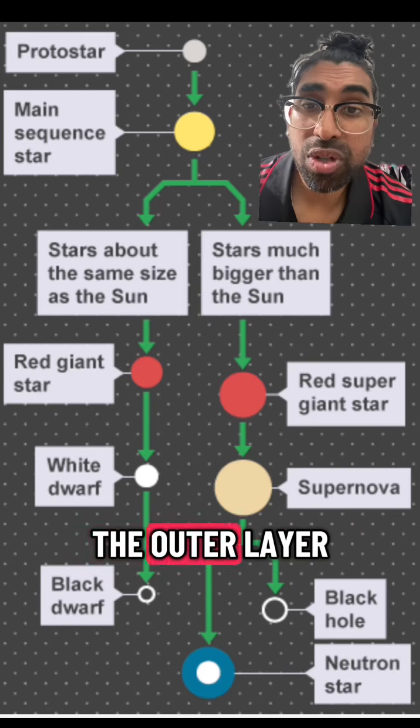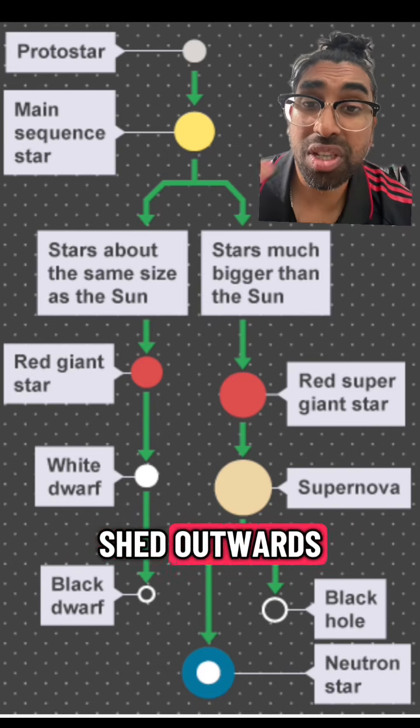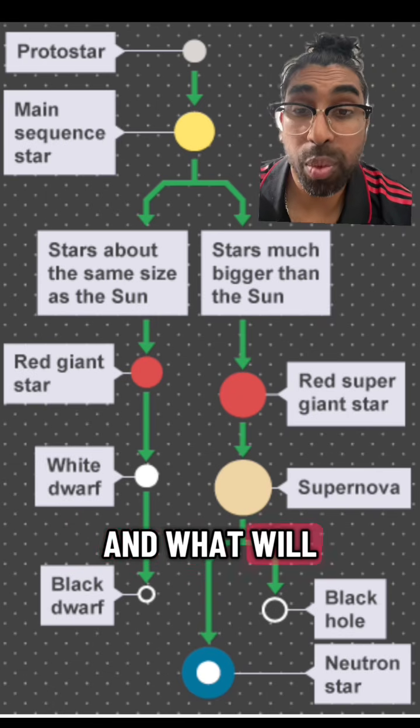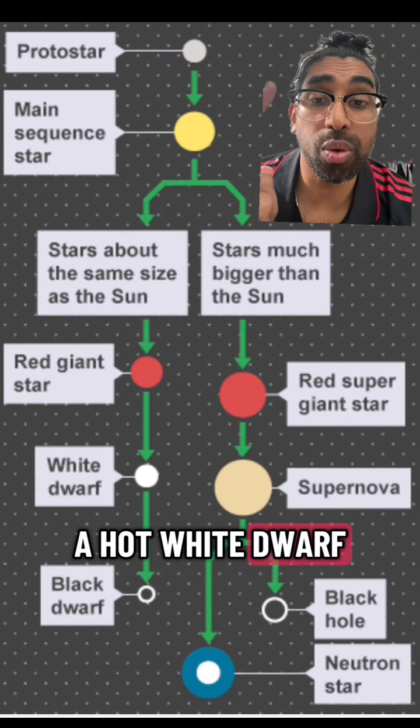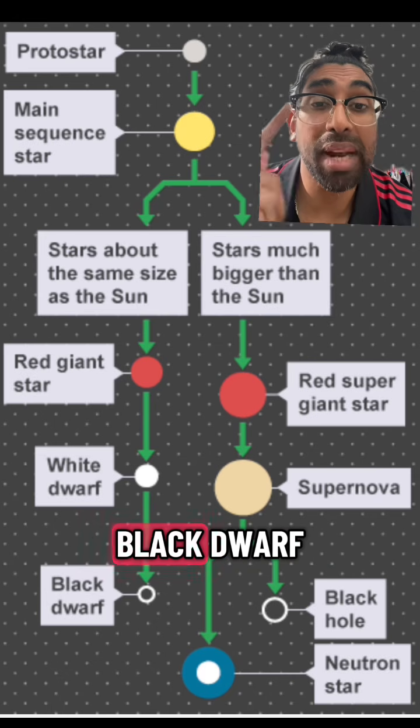Then from here, the outer layer of the red giant star will shed outwards and it will drift off into space, and what will be left is going to be a hot white dwarf. And finally, that will cool down to be a black dwarf.